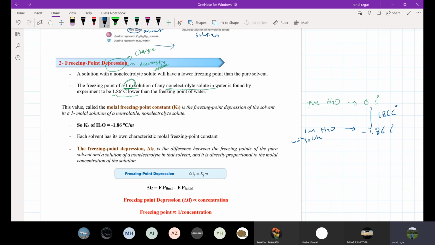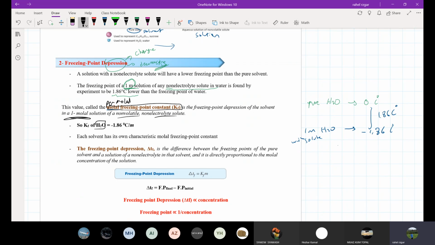All right. What do we call this change for 1 molar? For 1 molar, so molar here means per molar. So the molal freezing point constant, we call it Kf. What is the freezing point constant? It is the change in freezing point of a 1 molal solution of non-volatile non-electrolyte.